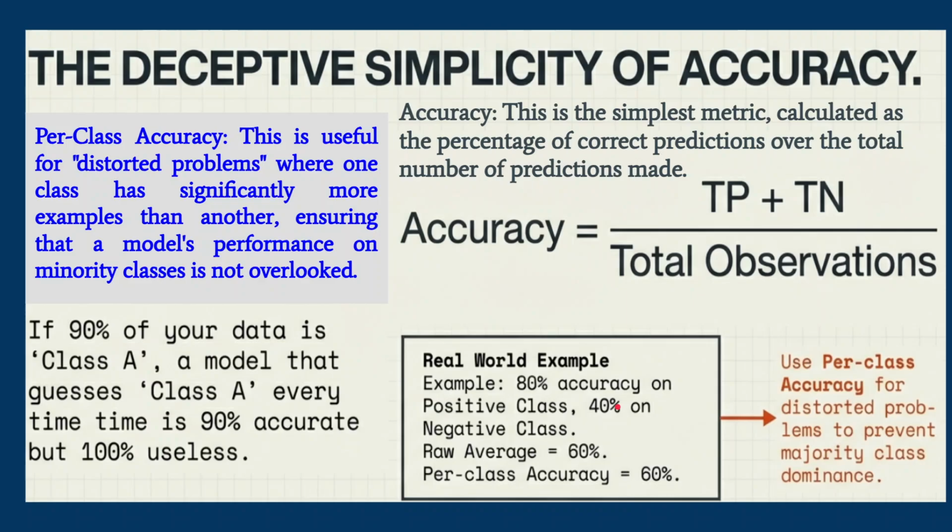So, a real world example: 80% accuracy on the positive class and 40% on the negative class. So the raw average is 60%. Okay, that is 80 plus 40 by 2, it is 120 by 2, which is 60. So that means we can say the per class accuracy is only 60%. Okay, use per class accuracy for distorted problems to prevent majority class dominance.